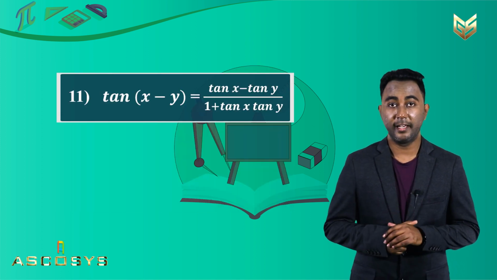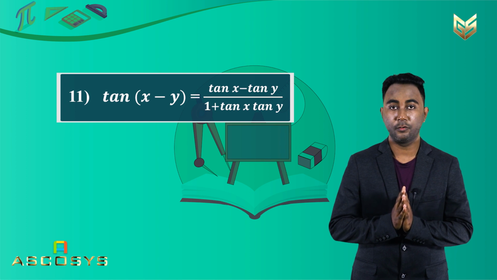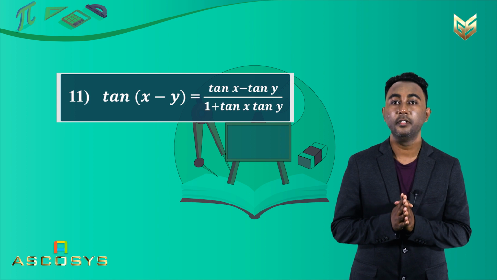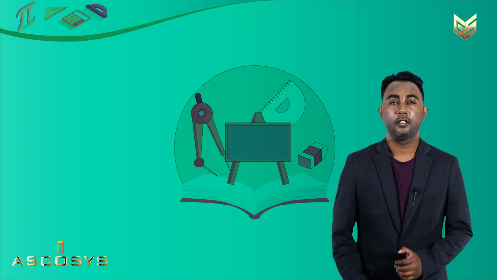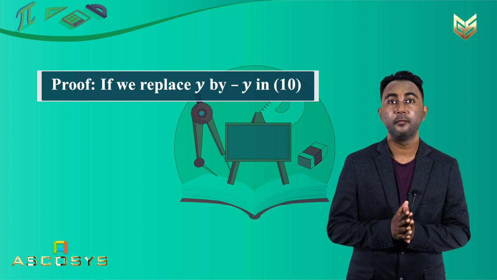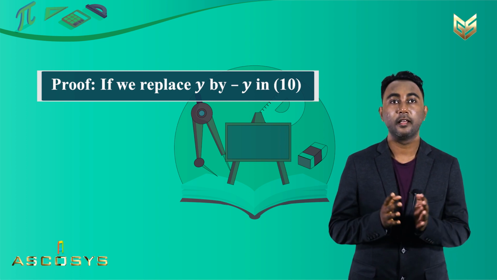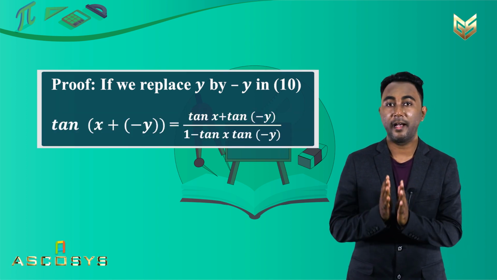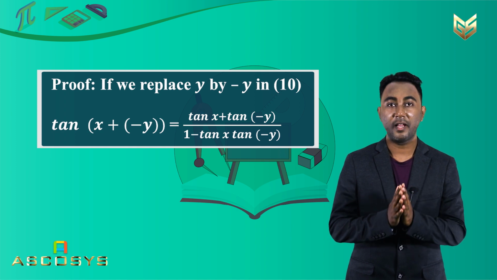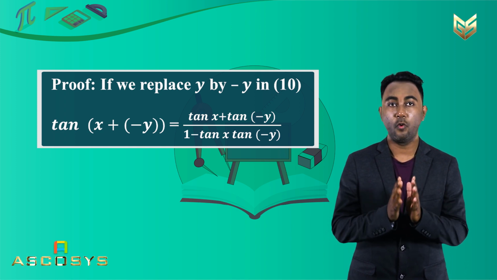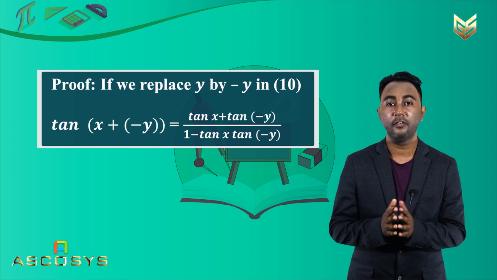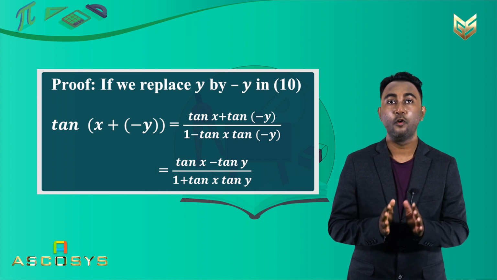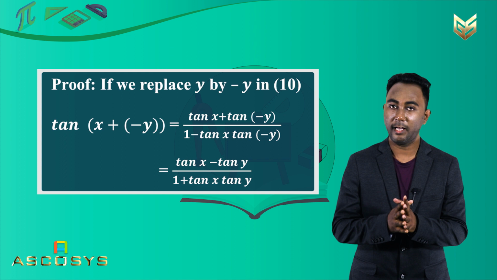Identity number 11 says tan of x minus y equals to tan x minus tan y divided by 1 plus tan x into tan y. Let us prove this. To prove this, we will replace y by minus y in our identity number 10. Thus, identity number 11 becomes tan of x plus minus y equals to tan x plus tan of minus y divided by 1 minus tan x into tan of minus y. If we solve this, we get tan x minus tan y divided by 1 plus tan x into tan y.